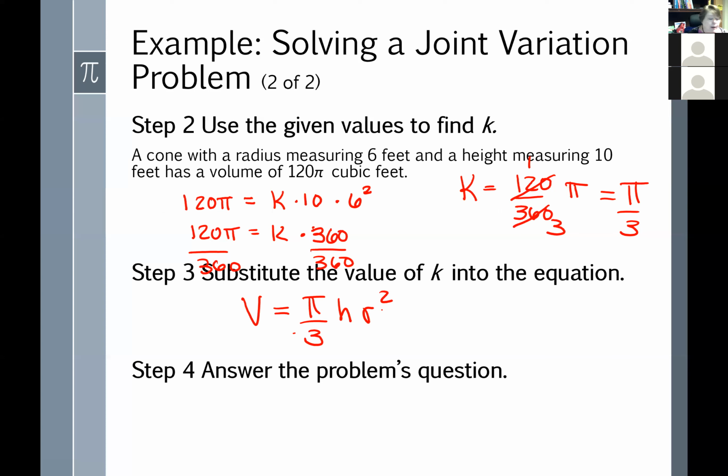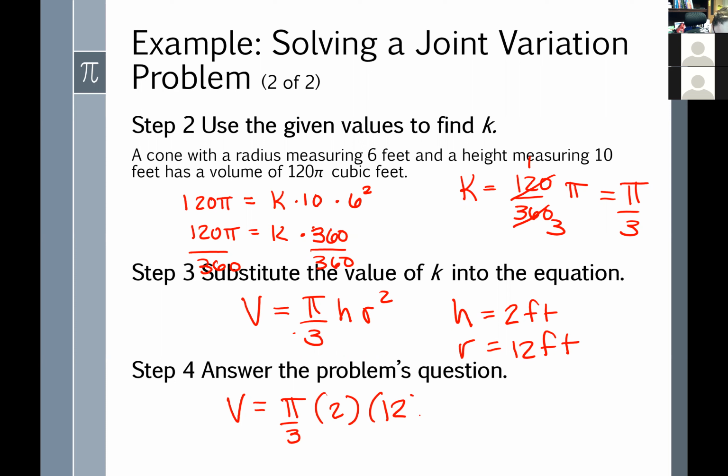Okay, so what do they want you to know? They want you to find the volume of a cone whose height is 2 feet and whose radius is, what was the radius? 12. So we're going to just plug and chug. So the volume will be pi over 3 times 2 times 12 squared.